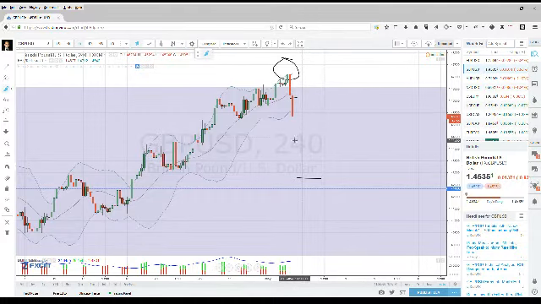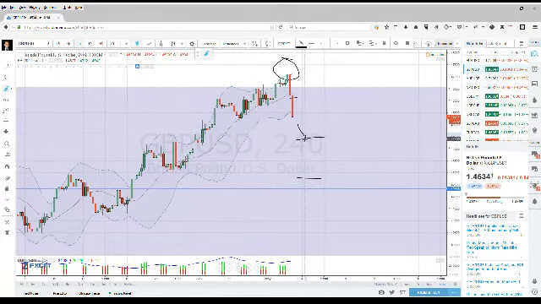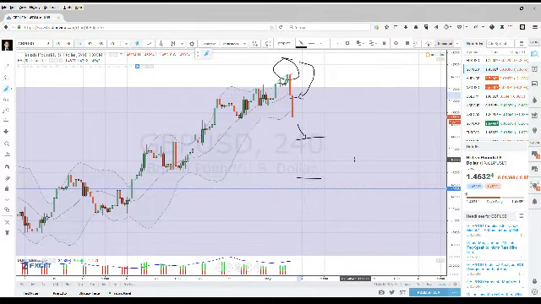What I do is always exit half of my position at the middle, so at the reward to risk of 1, and I move my stop loss to break even. So once the price gets to that level, my stop loss here is gonna move to break even right away. That's my strategy, and that has been working great for me. So this is what I'm gonna do.